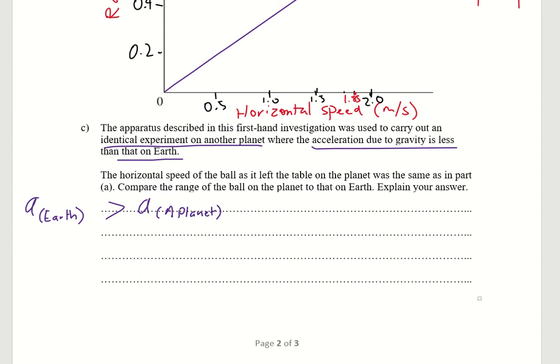The horizontal speed of the ball leaving the table is exactly the same. Compare the range. Explain your answer. Okay, so firstly we need to compare, and then we need to explain, justify our answer.